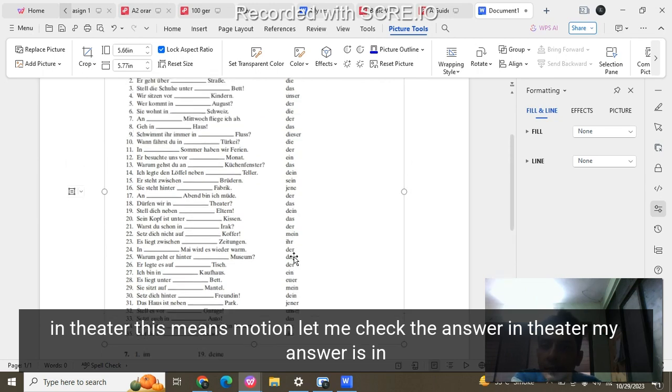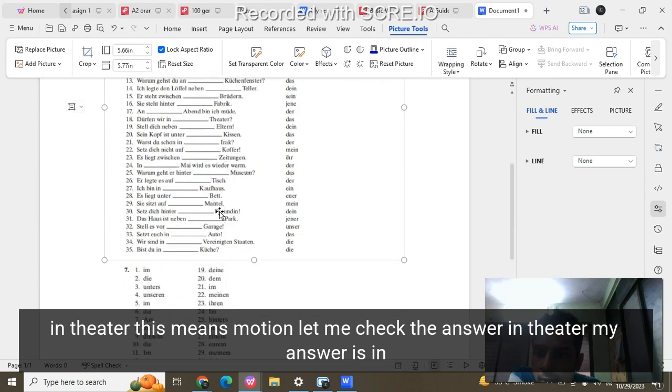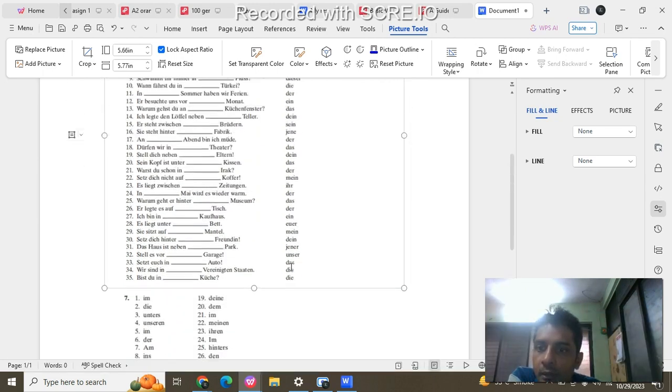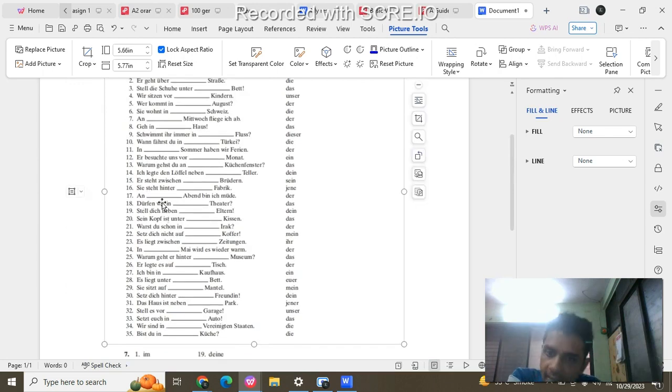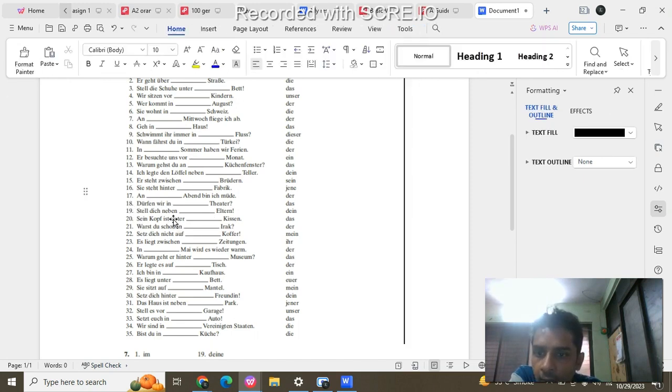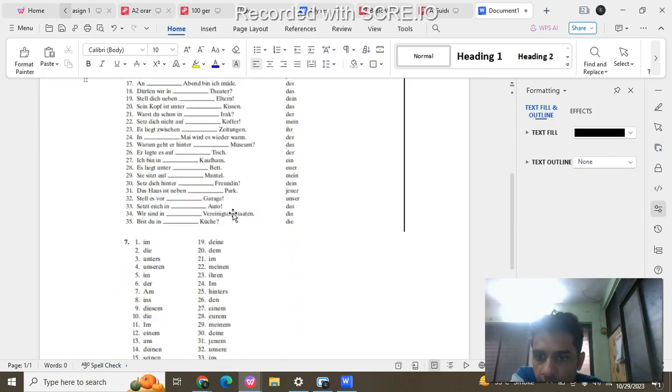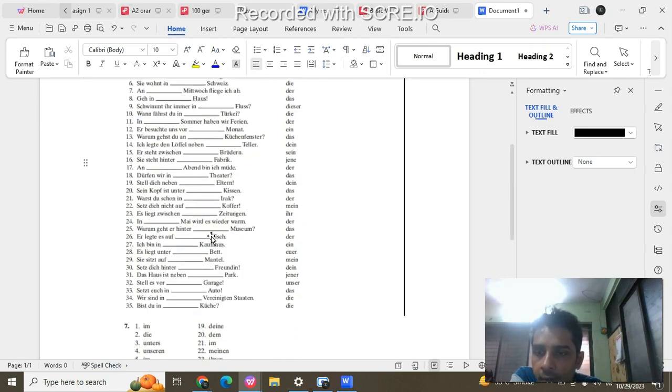When we are in theater, so this means motion. Let me check the answer. Ins Theater. My answer is ins. When we are in theater, das Theater, accusative form. Going, motion is implied here. Stell dich neben. Again, stell is there, so accusative form. Stell dich neben deine Eltern, because it is accusative.